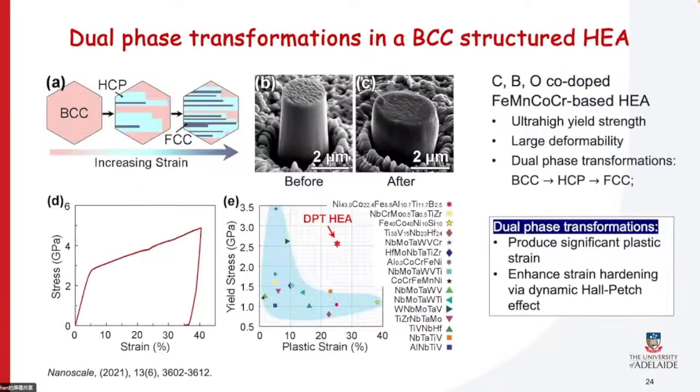And in a following study, we introduced the dual phase transformation to a BCC structure high-entropy alloy through interstitial doping. But this time, the interstitial elements are at very low content. Our BCC structure high-entropy alloy shows an excellent combination of strength and ductility. We can see this from the barrel shape of the compressed micropillar. And where does this ductility come from? It's from this two-step phase transformation from BCC to HCP to FCC.